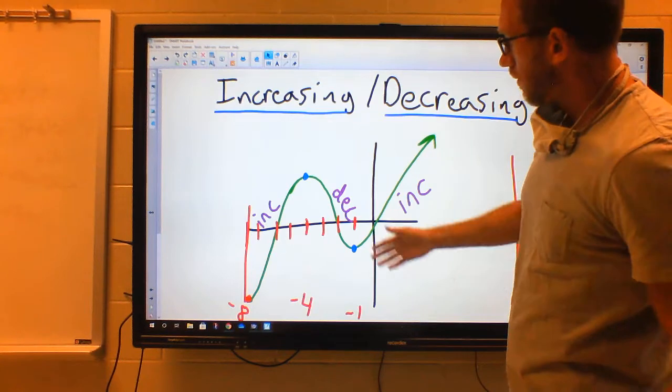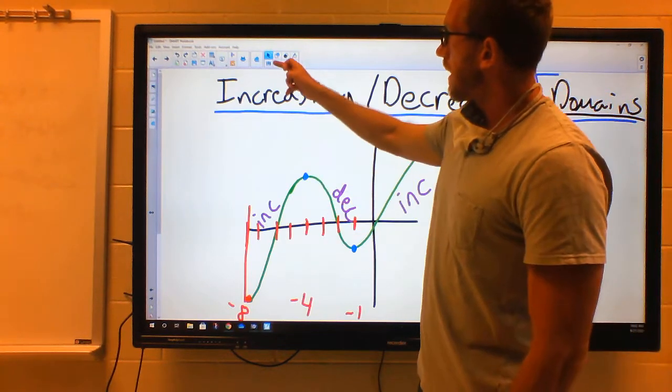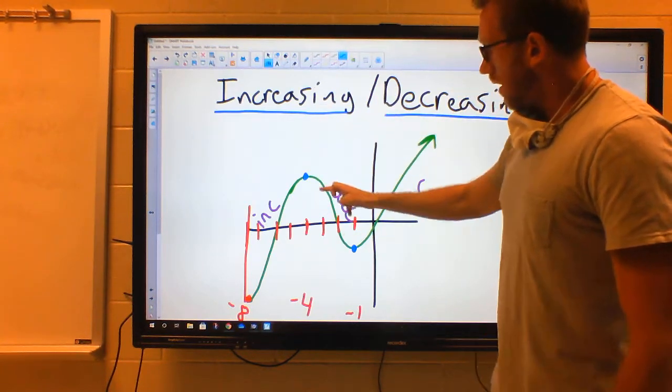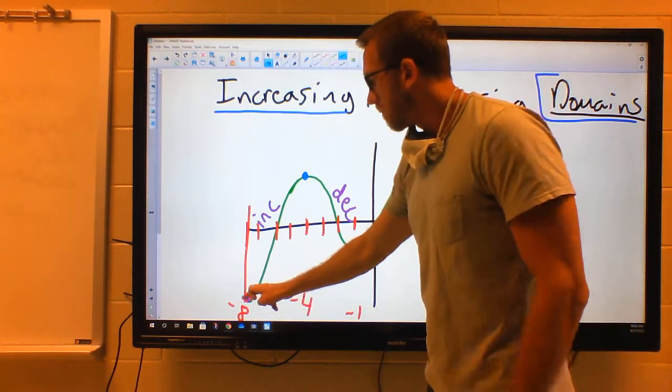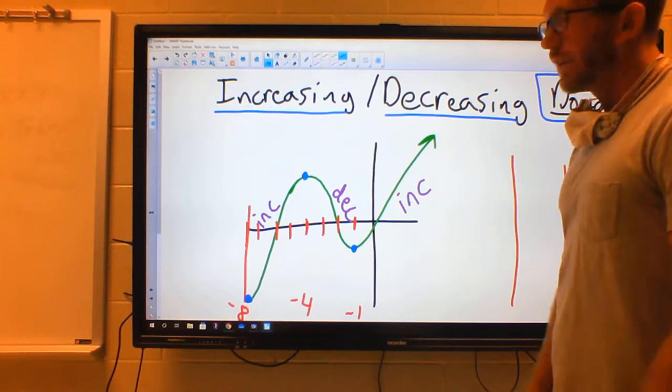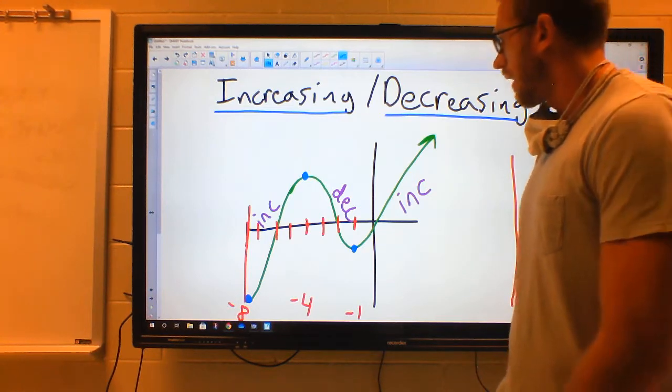Okay, why is this essential? Once again, we look at basically where's the top of a mountain, where's the bottom of a valley, where's a beginning point or an infinity symbol, etc. All of that good stuff.